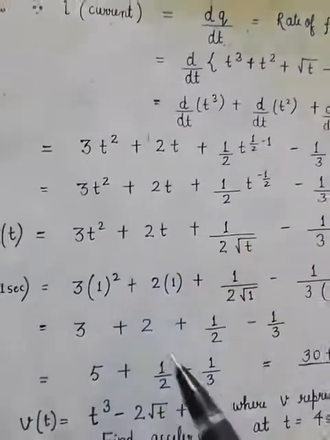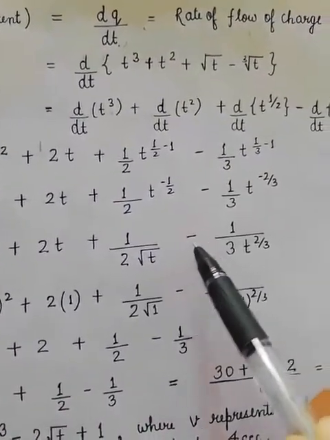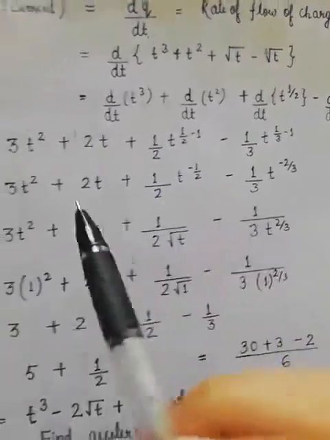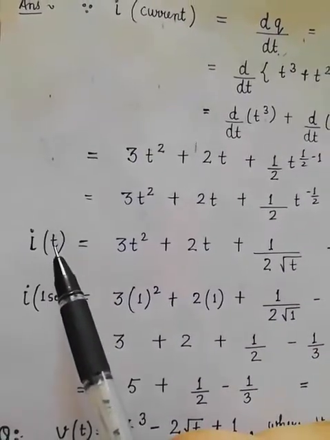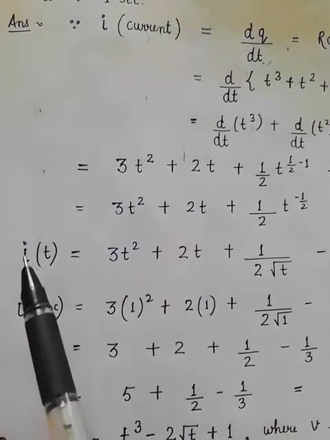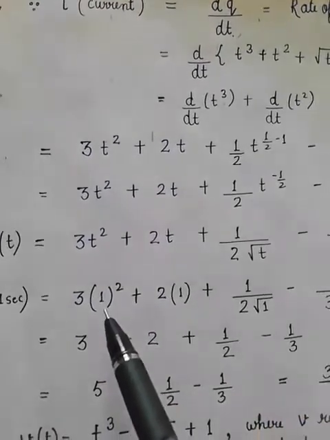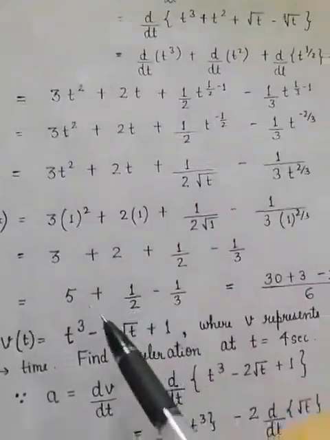On further solving, you get your answer (3t² + 2t + 1) / (2√t) − 1 / (3t^(2/3)). Here I is a function of t, right? Now you have to calculate I, that means current, when the time was 1 second. So substitute the value of t equals 1 here. On further solving, you get your answer.